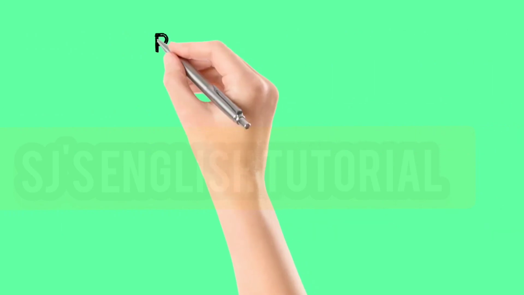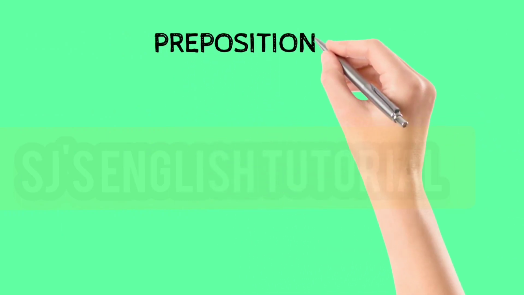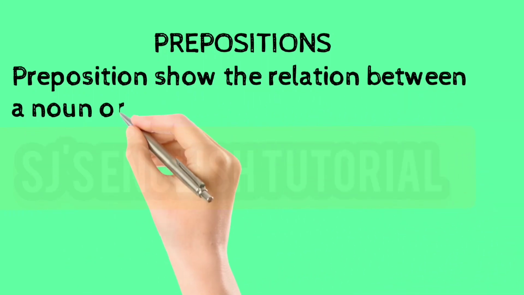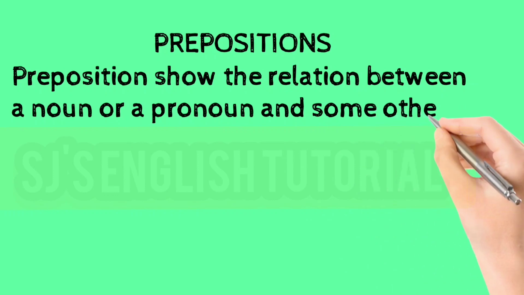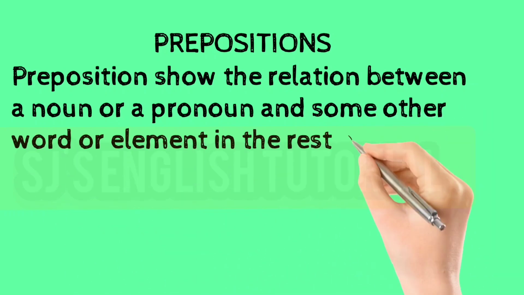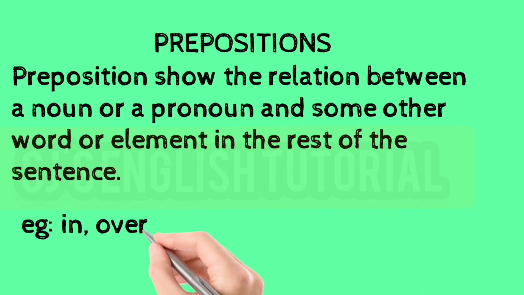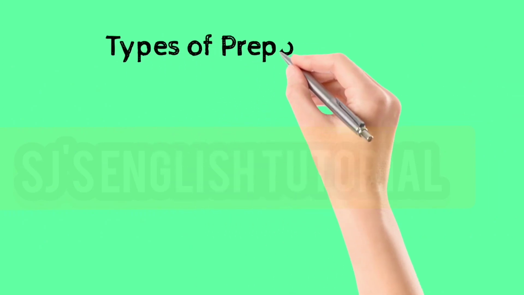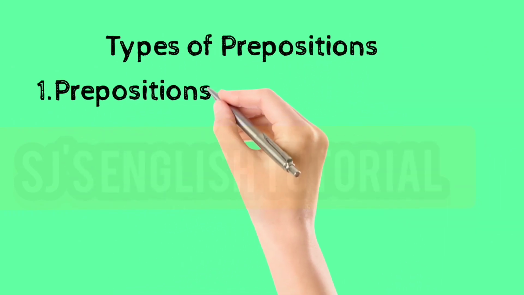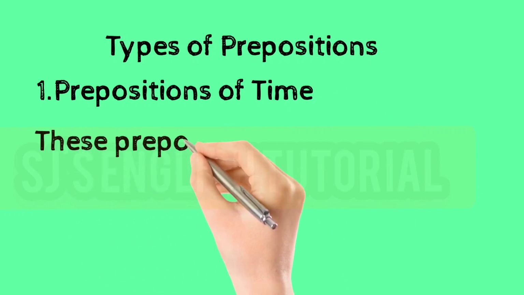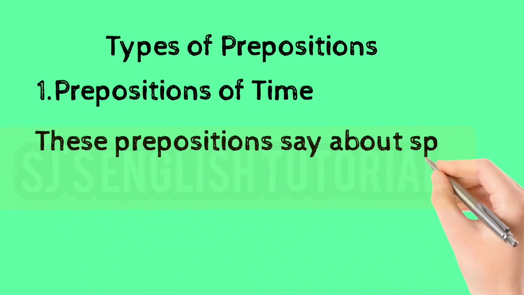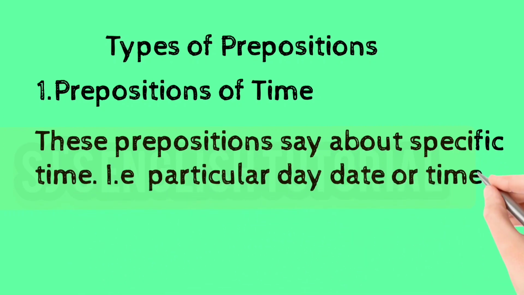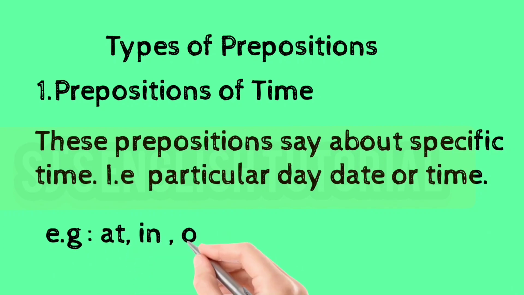Now let us learn about the preposition. Prepositions show the relation between a noun or a pronoun and some other word or element in the rest of the sentence. For example, in, over, above, at, out, from, etc. are called prepositions. There are mainly 4 types of prepositions. Let us see each one. The first one is prepositions of time. These prepositions say about specific time, that is, a particular day, date or time. For example, at, in, on, etc.